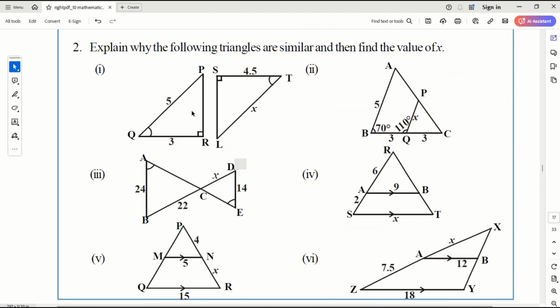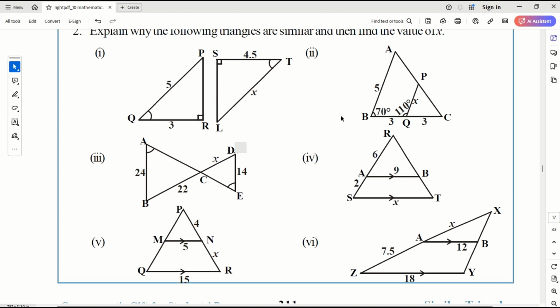And here we need to find the value of this one. It is given that 90 degrees at these two spots. And the other angle, angle Q and angle T, are same. So by angle criteria, these two are similar triangles. So you take the corresponding side, which is 3 by 4.5, which is 1.5 times, right? So 5 into 1.5, that is 7.5, is the x value.